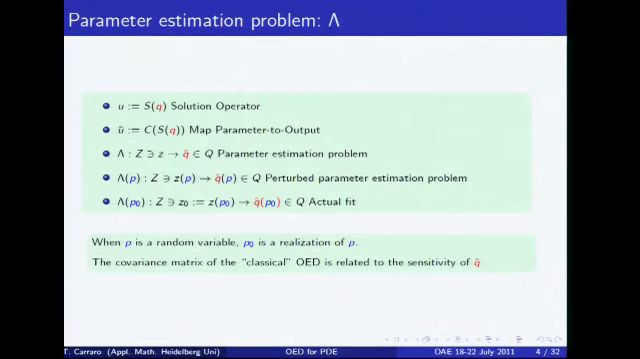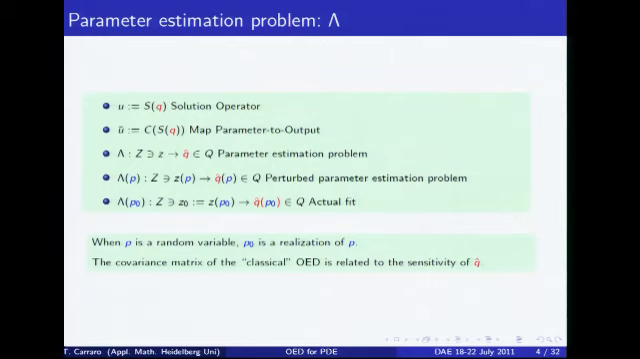So the parameter estimation problem, capital Lambda, is defined this way. I define a solution operator, which is a map from the parameter Q to the state U. I define a map from parameter to output, which is a combination of the solution operator with my observation operator. So I go from the parameter space to the space of the data, and my parameter estimation problem, capital Lambda, is a map from the data Z to Q hat, which is the optimal point of the parameter optimization, let's say the least square solution.